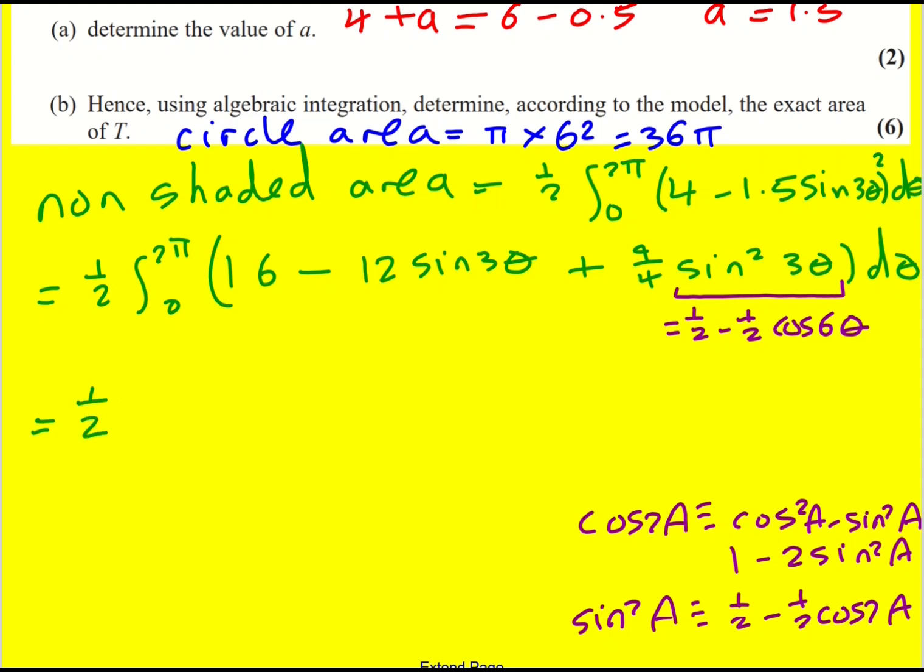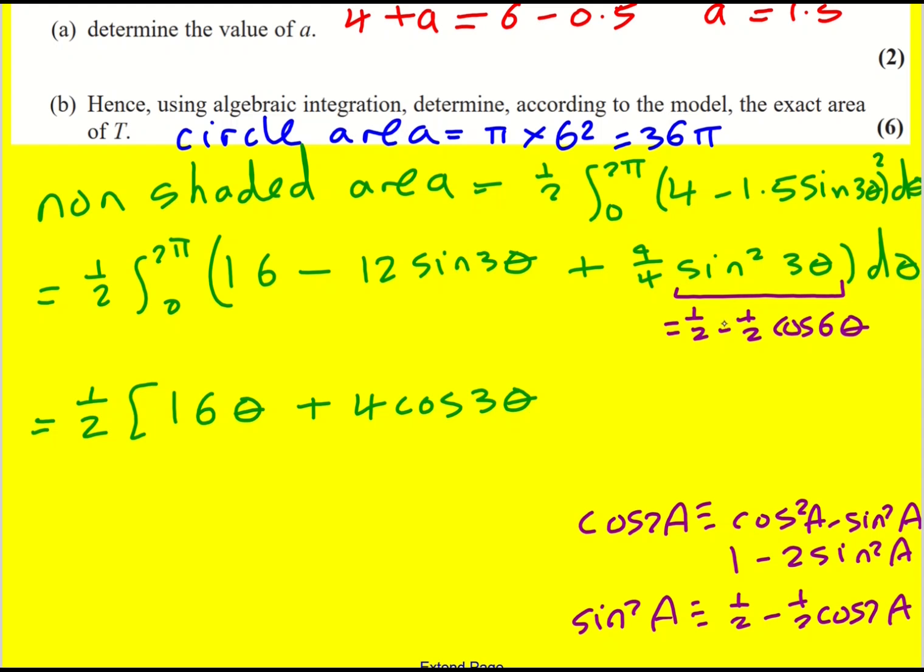I'll keep the half outside, might as well. 16 theta, and I'm going to get 4 cos 3 theta. I'm doing reverse chain rule here, so I've divided through by 3, and sine integrates to minus cos, so it's going to become a plus here. You can always check back. If I differentiate it back, I times by the 3 to get the 12. Cos goes to minus sine. Sorry, I do the outside first, so cos of something becomes minus sine of the same thing, but then I times by the derivative of the inside. So yeah, it all checks out.